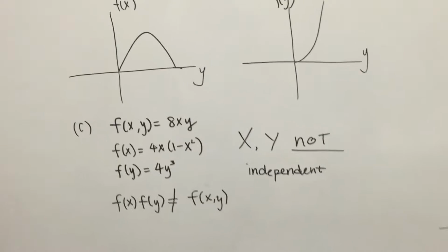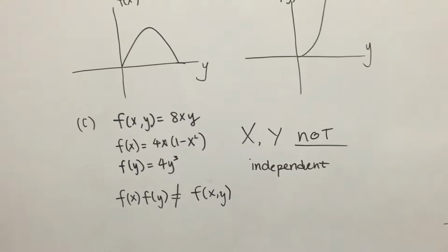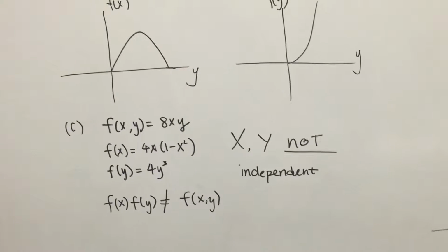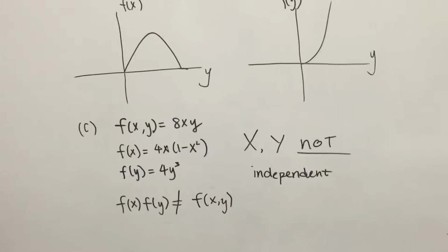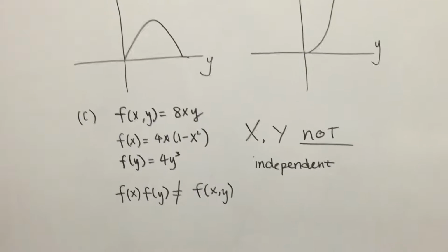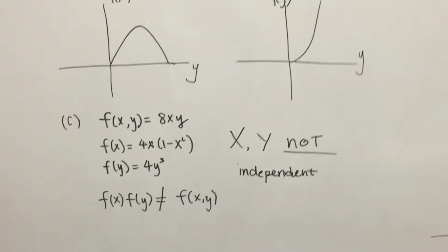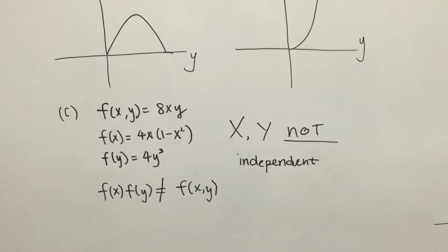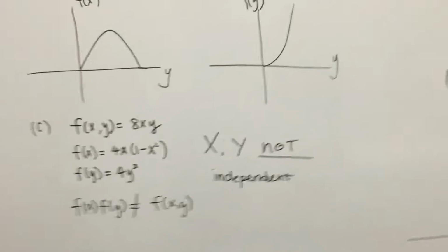For part C, it asks you to prove or disprove that x and y are independent. If they're independent, then when we multiply the marginal density functions together, you would get the joint density function f of x and y. But we can see that this is clearly not the case. So we say that x and y are not independent.